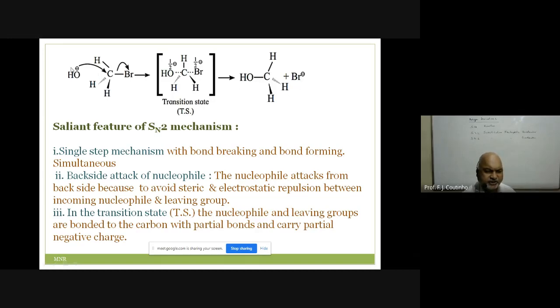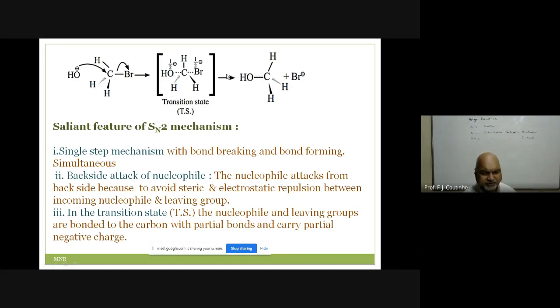Then you get the product, which is methyl alcohol, and Br minus as the leaving group. Now if you see the stereochemistry of this methyl bromide and methyl alcohol, it is exactly opposite. Try to imagine there is a mirror in between. Don't worry about the transition state. Just concentrate on the reactant CH3Br and the product CH3OH, and see they are mirror images of each other. So there is inversion in the configuration.